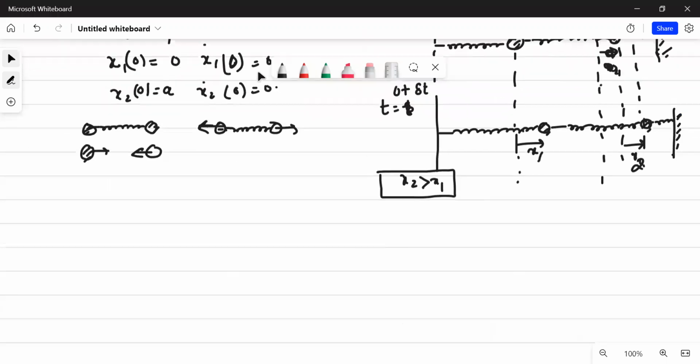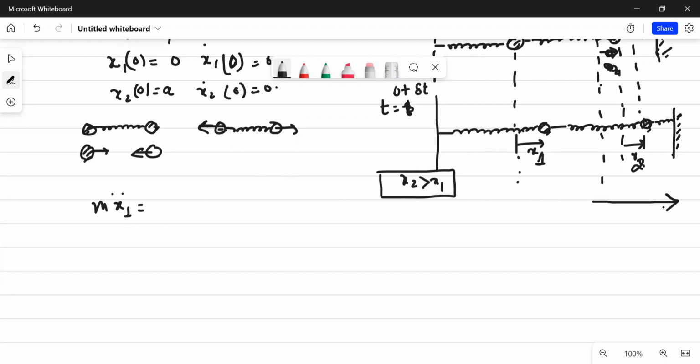So if x2 is greater than x1, what will happen? Since this is getting extended by x1, the dynamics of the left mass can be written in terms of a differential equation. And this x1 dot and x1 double dot is in the increasing direction of x. So I'm taking this as the increasing direction of x. Along this, we are saying that our x is increasing.